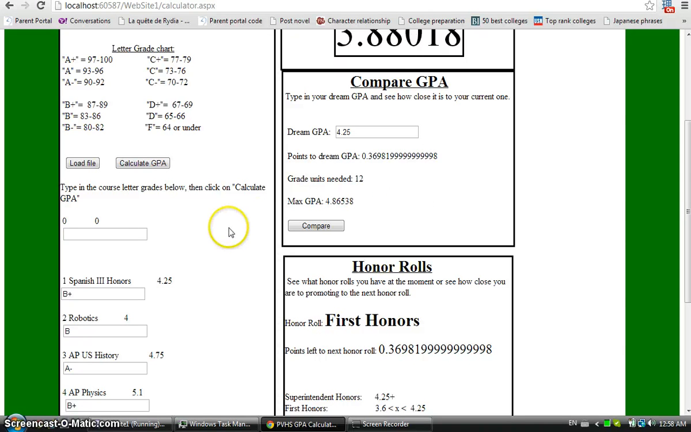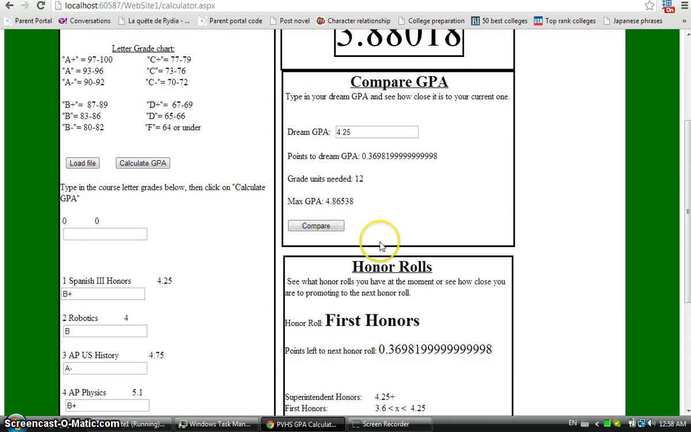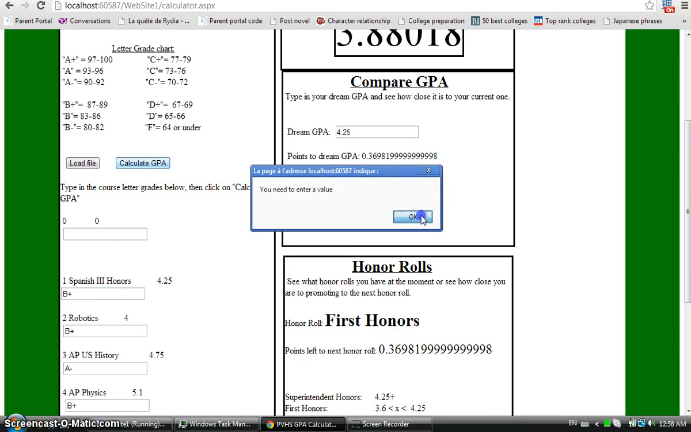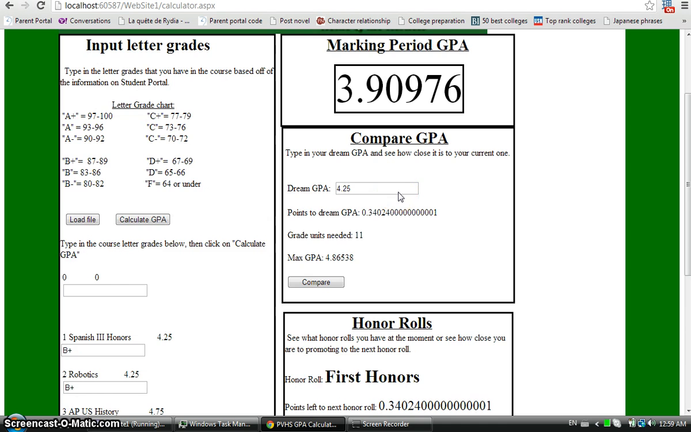Let me actually show you what I'm talking about. So like I said, 12 grade units. You have a 3.8, you're trying to get a 4.25. So a B, if you work hard and increase from a B to a B plus in robotics, you will have 11 grade units left. You will gain one grade unit.